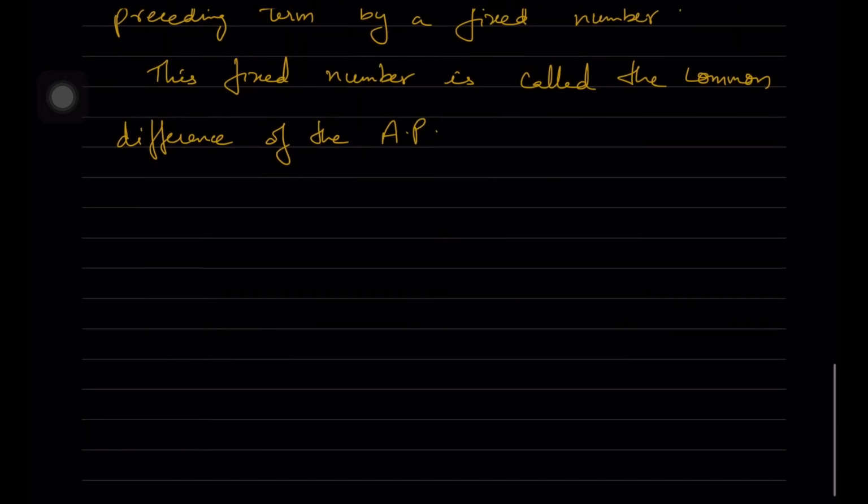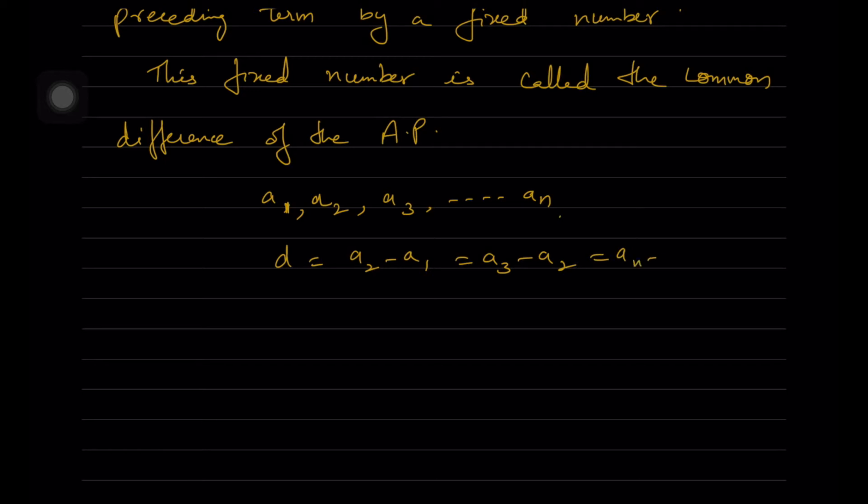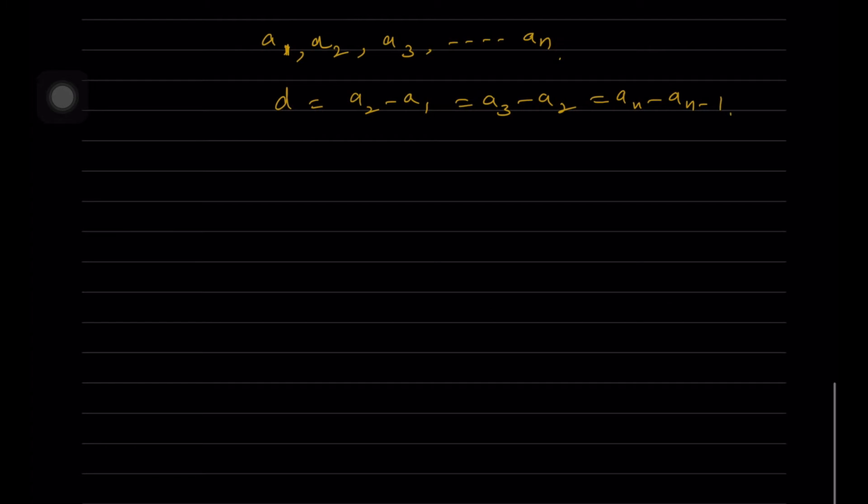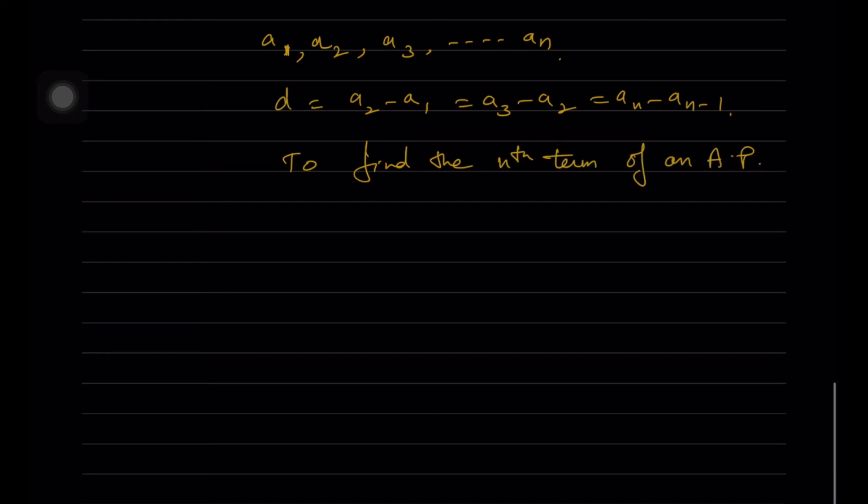We can denote the first term of an AP by a1, the second term by a2, the third term by a3, and so on, an. And the common difference is a2 minus a1, which is equal to a3 minus a2, which is equal to an minus an-1. So how do we find the nth term of an AP?